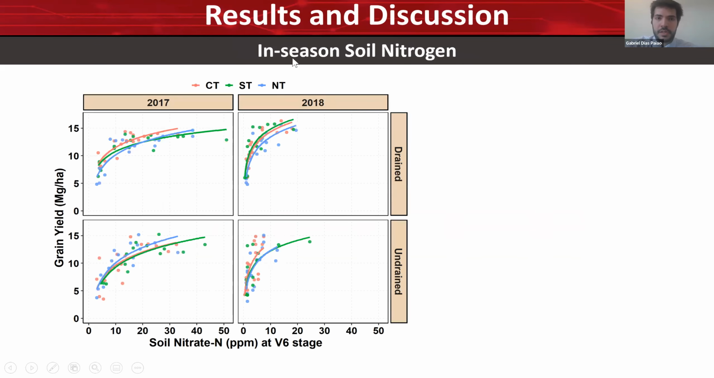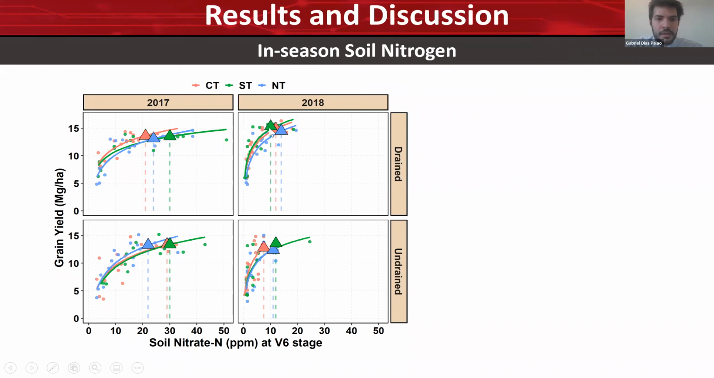And now we also investigated the utility of in-season soil nitrogen measurements to guide nitrogen fertilizer application. Here in the y-axis, we are looking at grain yield, and in the x-axis, we are looking at soil nitrate nitrogen values measured at the V6 development stage for drained and undrained conditions, and different colors for different tillage practices in 2017 and 18. So this is the relationship between soil nitrate nitrogen values and grain yields.